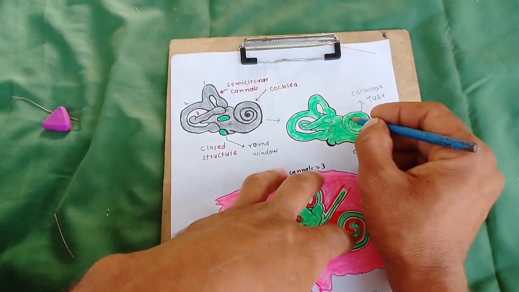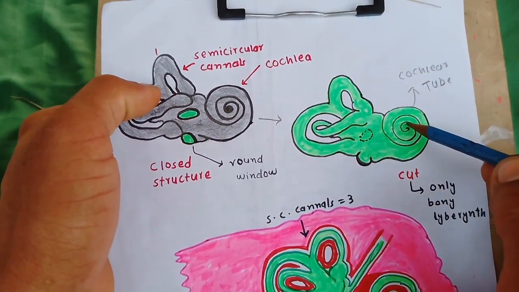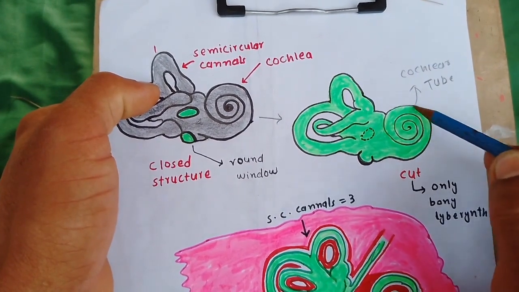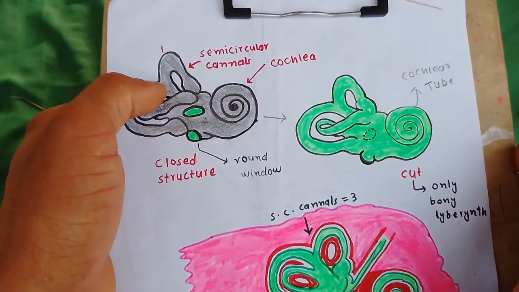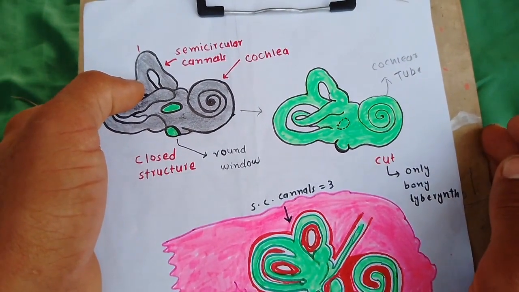The cochlear tube or cochlear canal and the vestibular apparatus all consist of bone. This is the black color. This is the bone part. These are the bone channels. So this is the bony labyrinth.